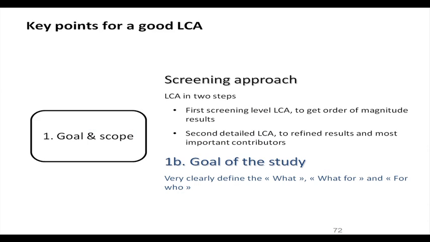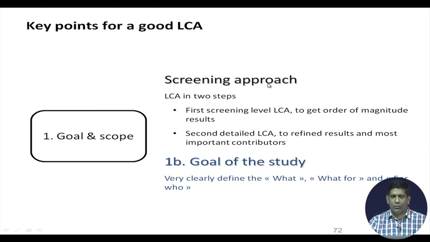That is also one of the motivations for putting these slides there, which you can look at whenever you are doing an LCA activity and do your checks for each one of those. So let's look at them one by one. In terms of the key points for a good life cycle assessment exercise, first thing, as you know, you have to have a screening approach. When we start with goal and scope, that's our number one.